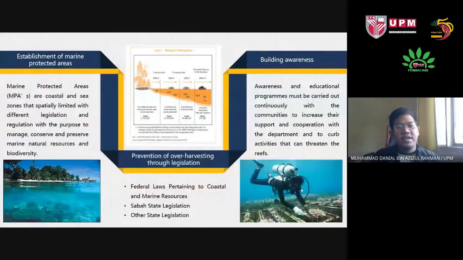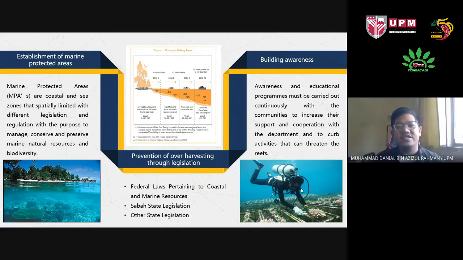Firstly, we conserve our coral reef through the establishment of marine protected areas. In short, we call it MPA, Marine Protected Area. They are coastal and sea areas specially limited with different legislation and regulation, with the purpose to manage, conserve, and preserve marine natural resources and biodiversity. So, MPA is very important to conserve areas from becoming a tourist hotspot.